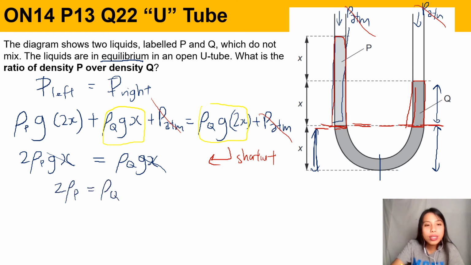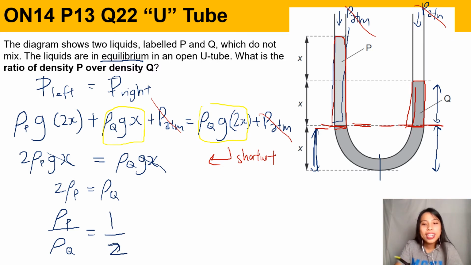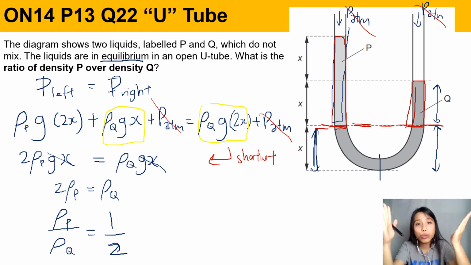And they ask us, what's the ratio of density P over density Q? Okay, so we need to do density P over density Q, which means the ratio is 1/2. That's how you can find the ratio. So if you see tubes, don't just stand there wondering how to find density. Just write out all the pressures. Pressure on the left equals pressure on the right side of the tube.